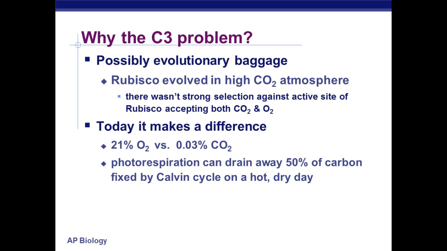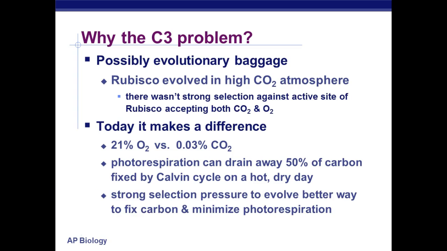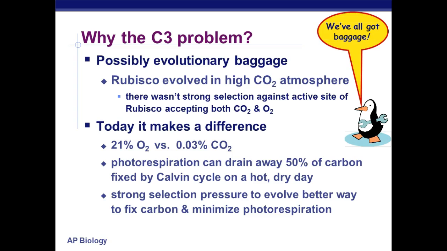On a hot day, a plant doing C3 can lose up to 50% of its carbon by photorespiration. That's a strong selective pressure to evolve a better way to fix carbon and avoid the problems of photorespiration.